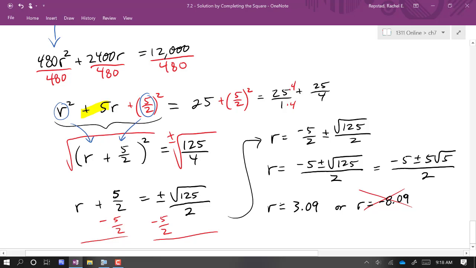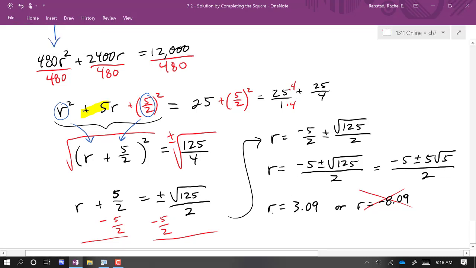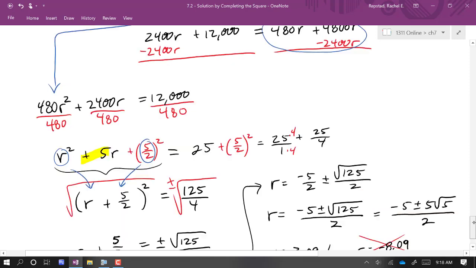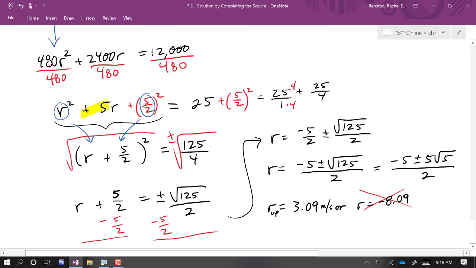So the rate going up is 3.09 meters per second, and then we want to make sure we answer the question: find her average speed down the trail. So we're going to add 10 meters per second to that, which gives 13.09 meters per second. Okay.